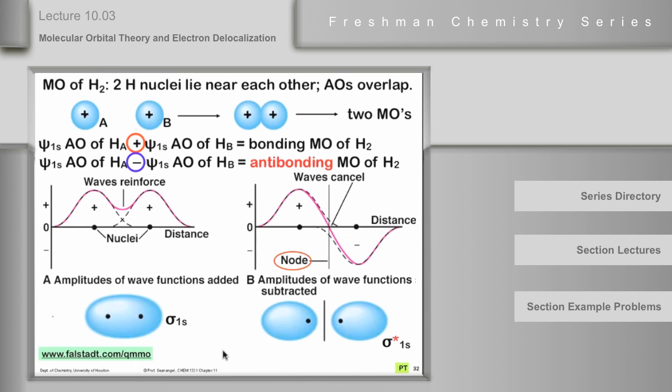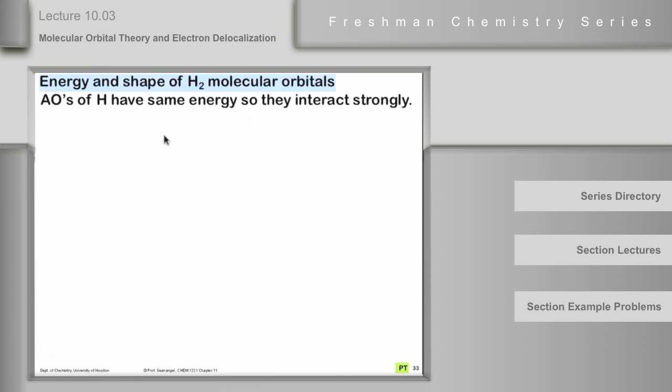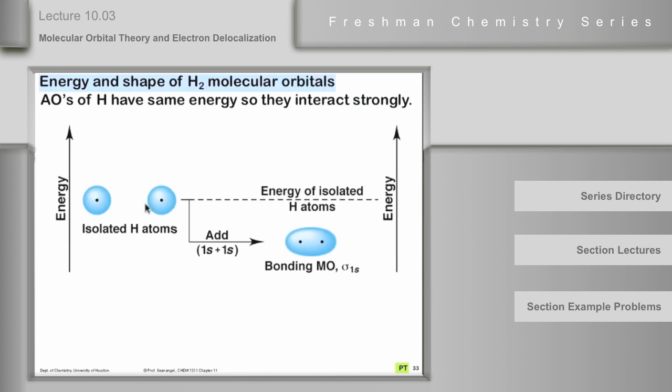So if we want to talk about the energy level diagram and the shapes, we've seen the shapes. We start in the case of the energy diagram with two isolated hydrogen atoms, 1s, and if we combine them, if we add them, we get a bonding molecular orbital, which is lower in energy.